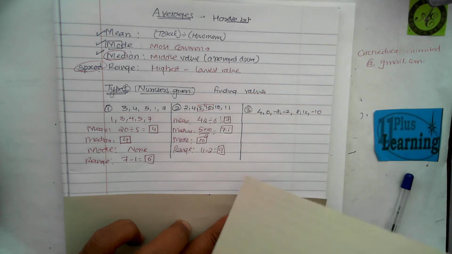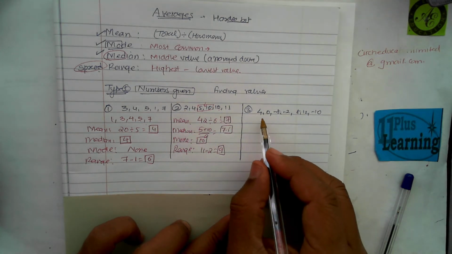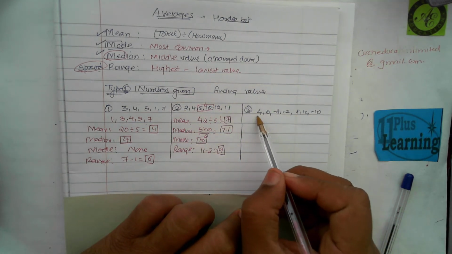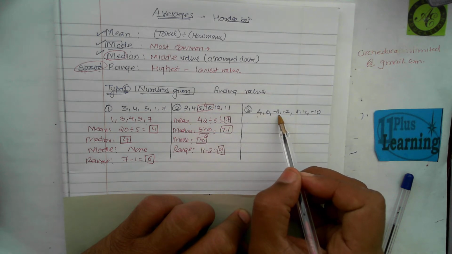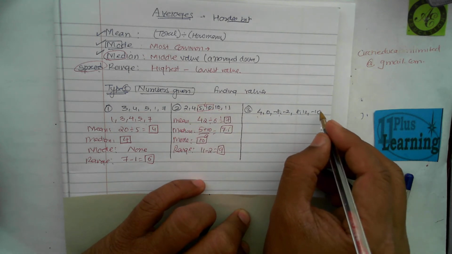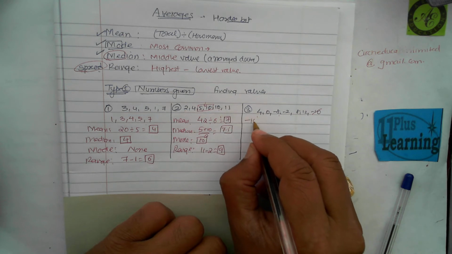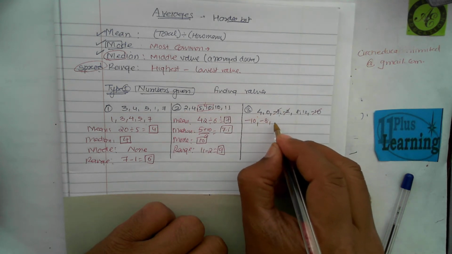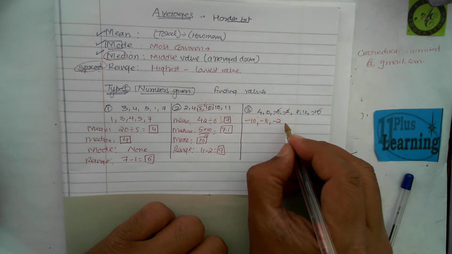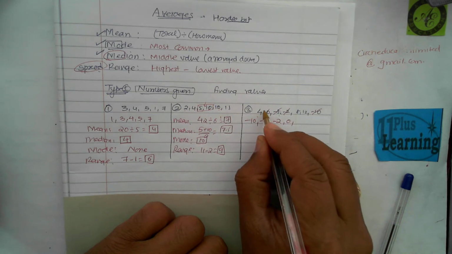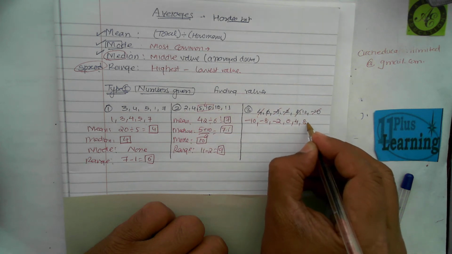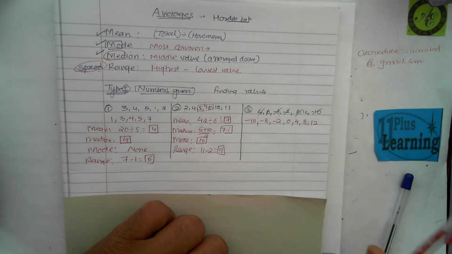Alright guys, next one. These are the numbers, check if they're in order. We've got some negatives as well, and I can clearly see that 4 is bigger than negative 8, so they're not in order. Let's put them in order first. Smallest is negative 10, I cross it out, write it again. Next one is negative 8, then negative 2, then 0, then 4, then 8, and then 12. Alright guys, they're in order.